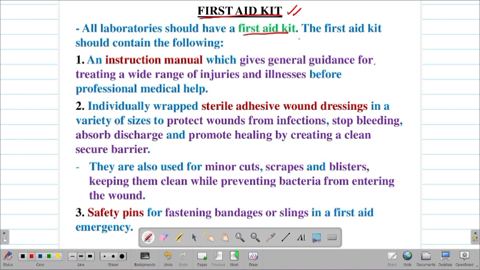So let's look at the key components that an ideal first aid kit must contain. So the first aid kit should contain the following. One, we have what we call an instruction manual.